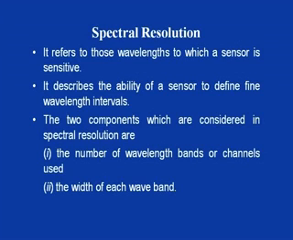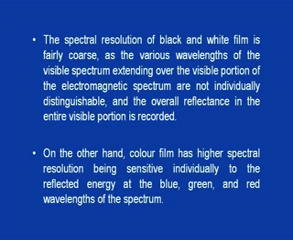The two components which are considered in spectral resolution are the number of wavelength bands or channels used, and second is the width of each wavelength band. The spectral resolution of black and white film is fairly coarse, as the various wavelengths of the visible spectrum are not individually distinguishable, and the overall reflectance in the entire visible portion is recorded. On the other hand, color film has higher spectral resolution, being sensitive individually to the reflected energy at the blue, green and red wavelengths of the spectrum.